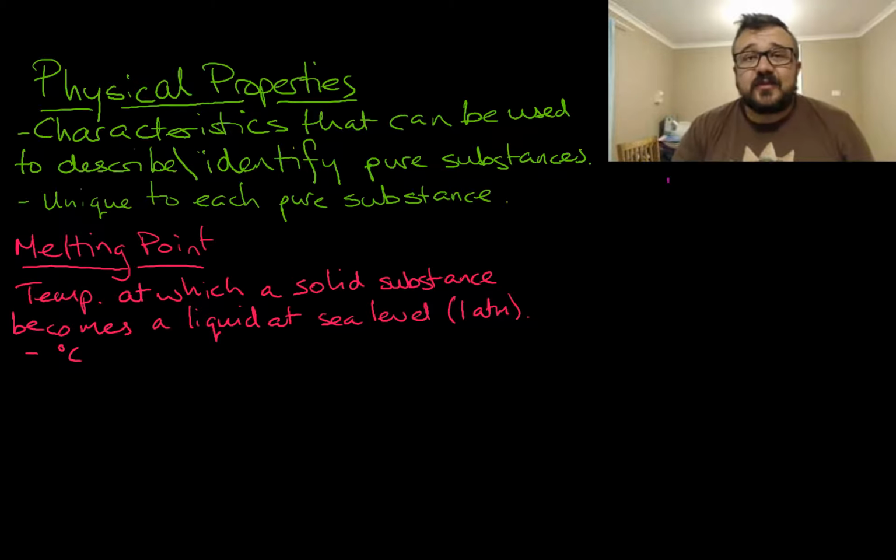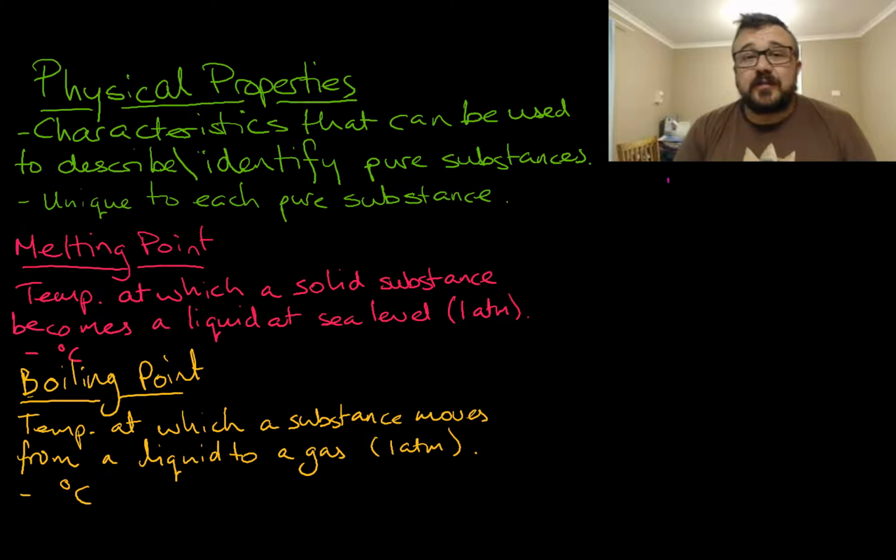Now, the melting point is, again, these are all unique. So this is the temperature at which a solid will turn into a liquid at sea level, or 1 atmosphere. It says the sea level pressure. It's also the temperature at which, if we're cooling down, it will go from a liquid to a solid. So the freezing point and the melting point are the same, and we measure it in degrees Celsius.